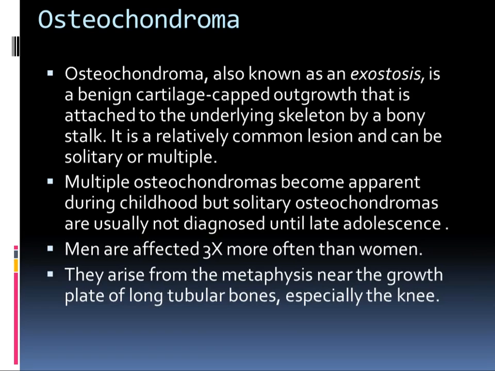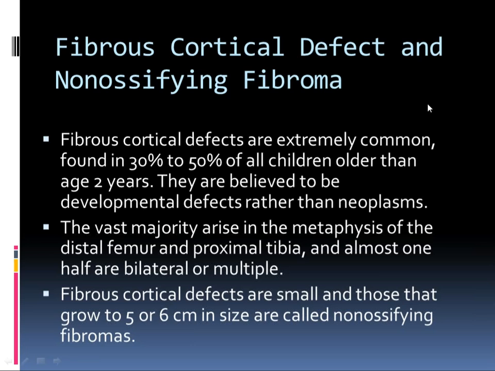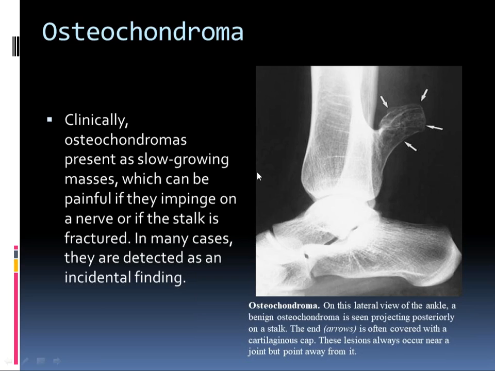Men are affected three times more than women. They arise from the metaphysis near the growth plate of the long tubular bones, especially around the knee. Okay, so in this osteochondroma, see in the distal part of the tibia, especially around the ankle, in the posterior aspect, this is a slow growing mass which can be painful.